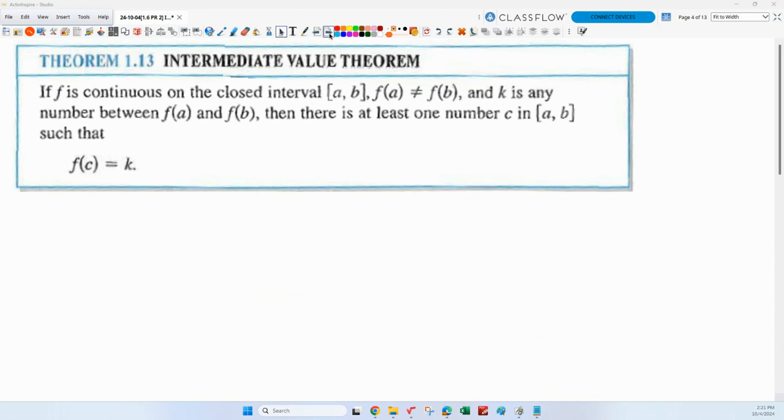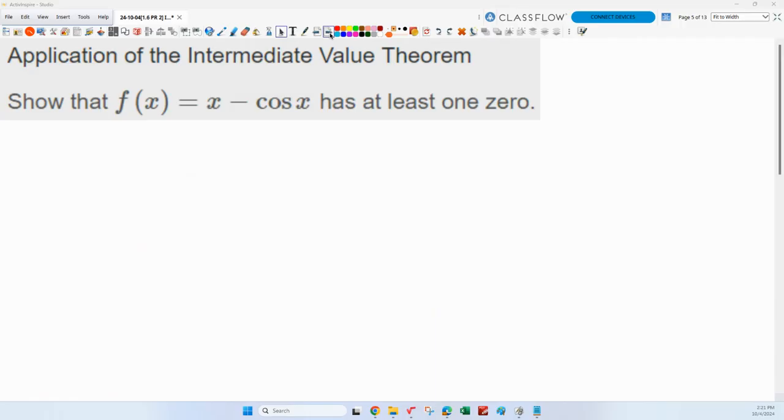So there it is again. That's out of another textbook, but you've already seen it several times. It says the same thing. Okay, let's try this. Show that f of x equals x minus cosine x has at least one zero. Prove it. You can prove it using IVT. How?